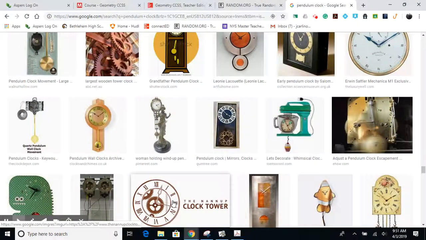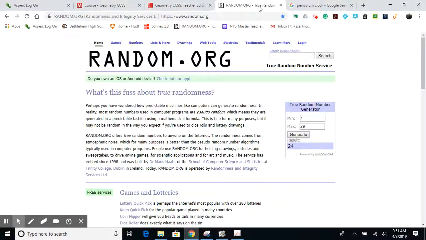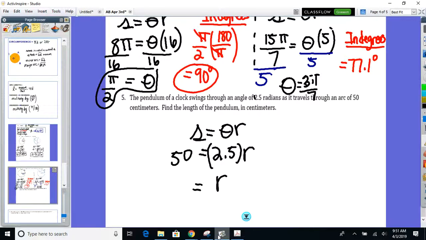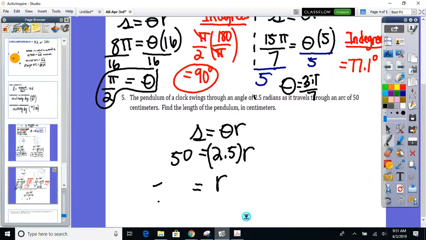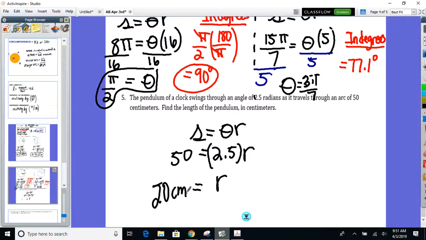We'll go back to the pendulums there. 18, length of the pendulum. What is it? 20 centimeters. Again, thank you for the units. All good.